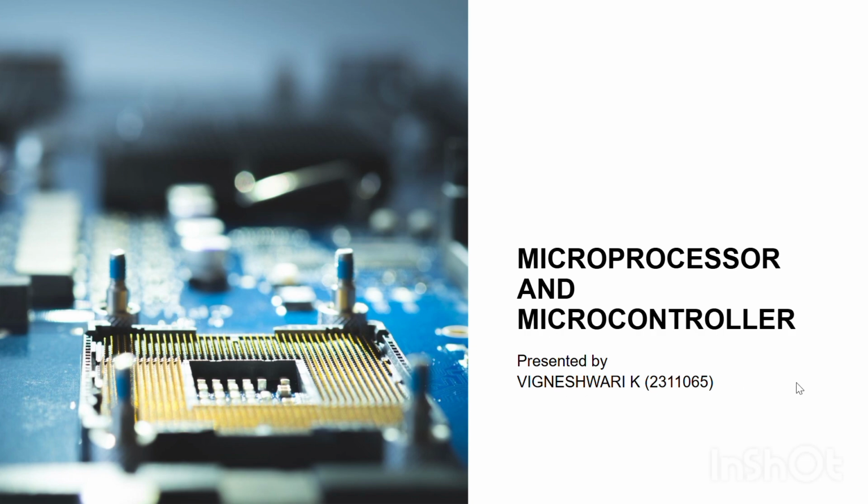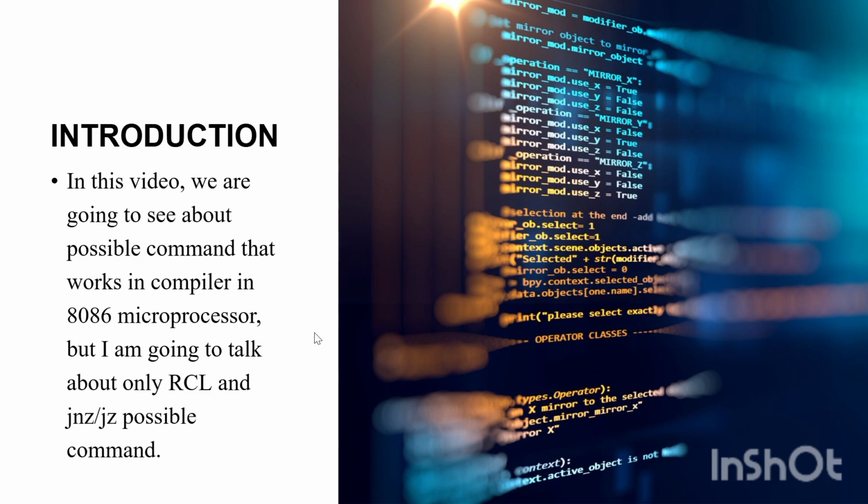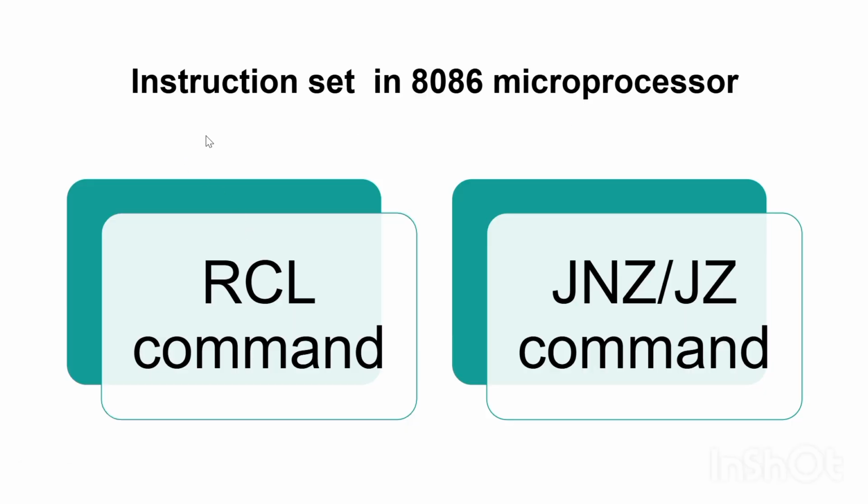In this video, we are going to see the possible commands that work in the MASM compiler in the 8086 microprocessor. But I am going to talk only about the RCL and JNZ or JZ commands. There are so many instruction sets in 8086 microprocessors. Today I'm going to focus on only the RCL command, how an RCL command works, and its invalid commands. Similarly, we will look at the JNZ and JZ commands, that is jump non-zero and jump zero.